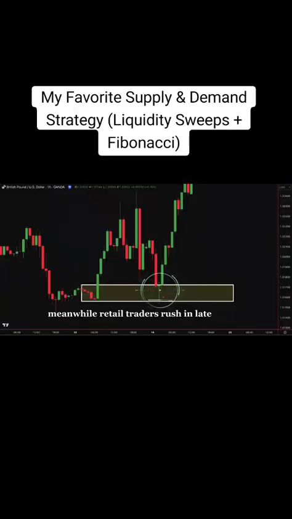Meanwhile, retail traders rush in late, placing stop losses too close, giving smart money another chance to sweep that liquidity before launching price once more. That's the exact move we look for as traders, a precise, repeatable edge. But this is just the beginning, only a glimpse of the full strategy.